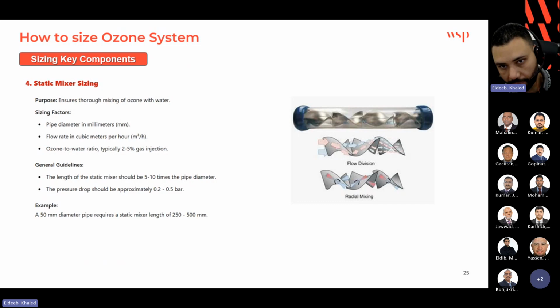The key selection parameter here is the length of this mixer. So when you go to purchase this one, you tell the guy, I need this length of mixer. This length is supposed to be sized at 5 to 10 times the pipe diameter to give enough mixing time for ozone. So if we have a 50 mm diameter pipe, it means we need a mixer with length around 500 mm, as we see in this example.